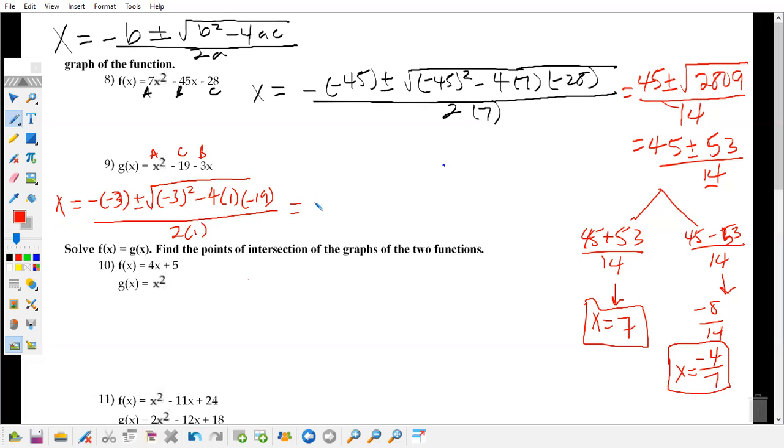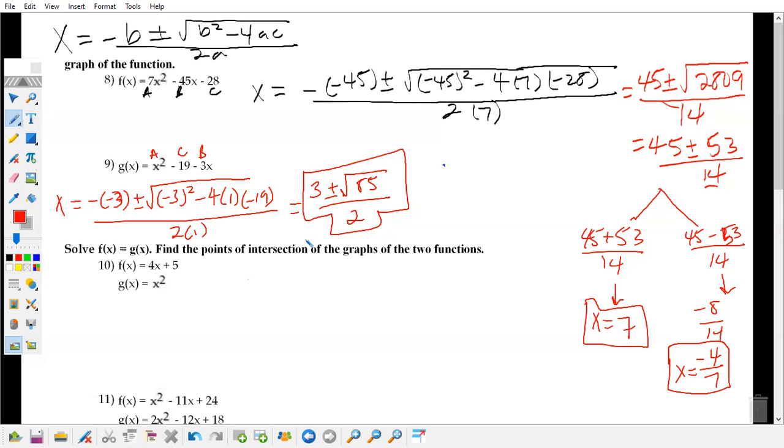So a negative times a negative is a positive. So we have positive 3 plus or minus the square root. I have 9. This is 9, but you have negative 4 times 1 times negative 19 here. That's 76. So you do negative times a negative is a positive, and then you're going to be left with 76 plus 9, which makes 85, all over 2. And 85, can you simplify that down to any perfect squares? No. So guess what? This is where you stop.